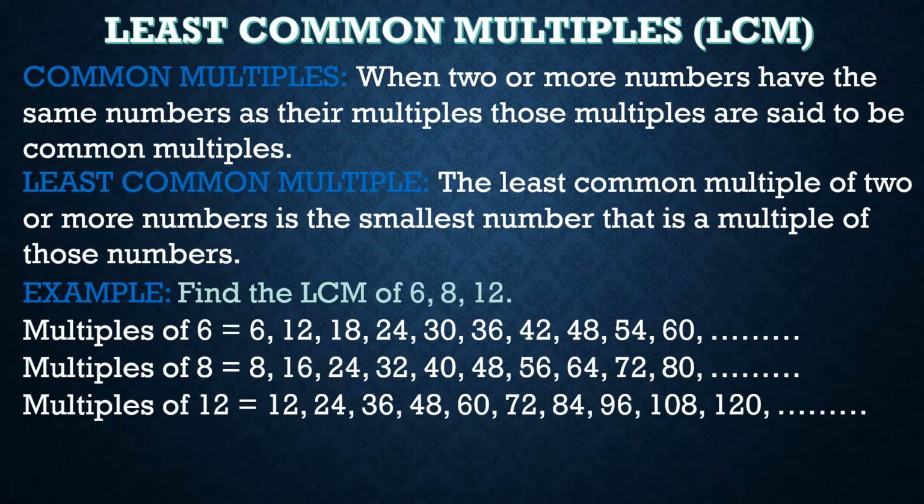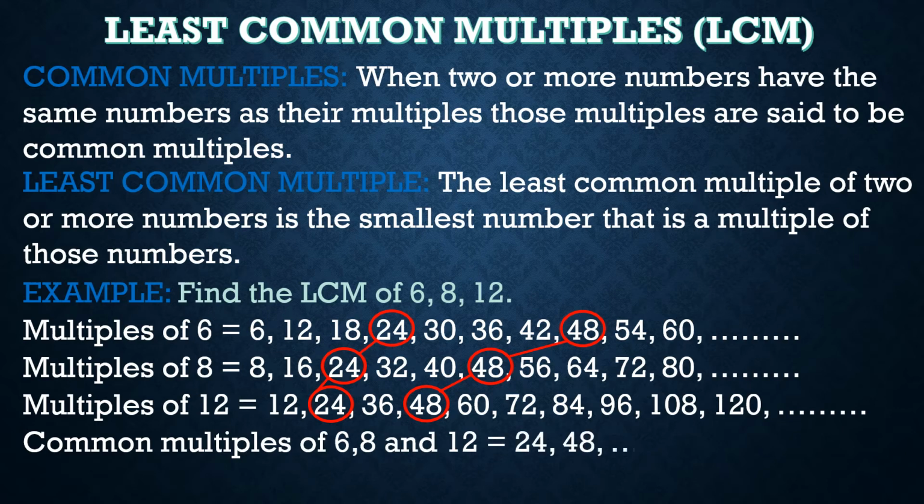Step 2. Identify the common multiples of all the given numbers. The common multiples of 6, 8 and 12 are 24, 48 and so on. Step 3. Write the least common multiple of all the given numbers. Here the least common multiple is 24. Thus the LCM is 24, which is the smallest number of the common multiples.